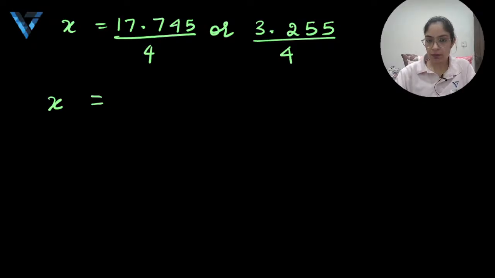17.745 divided by 4, and tell me the answer. See, I will not do any calculations. Divide and tell me the answer. What you will get for both, to 3 or 4 decimal places? You have to tell me the answer.